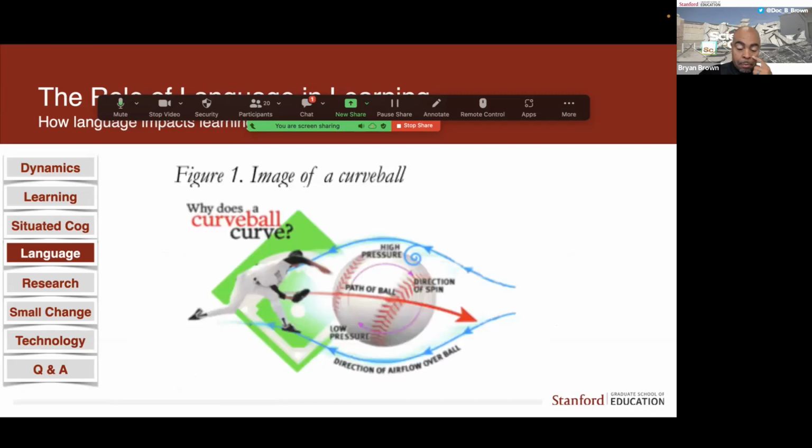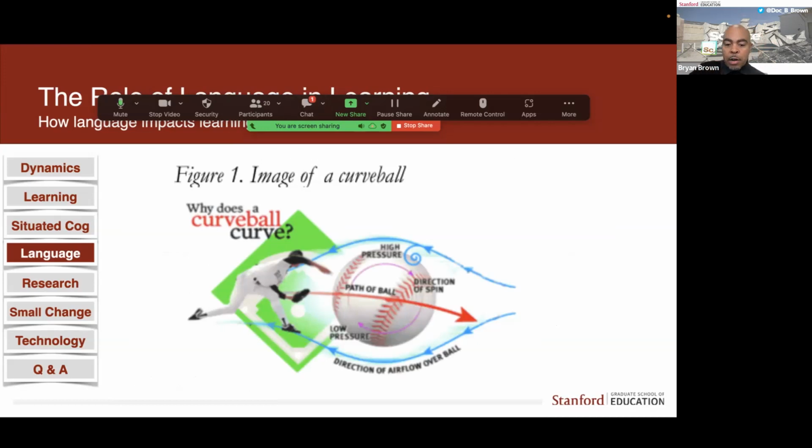Let me give you another example. So many years ago, I studied a baseball team in Northern California. And what I was looking for is what language of mastery existed in this context. And so for those of you who don't know, a curveball curves because of the spin producing an air differential on top and bottom of the ball.